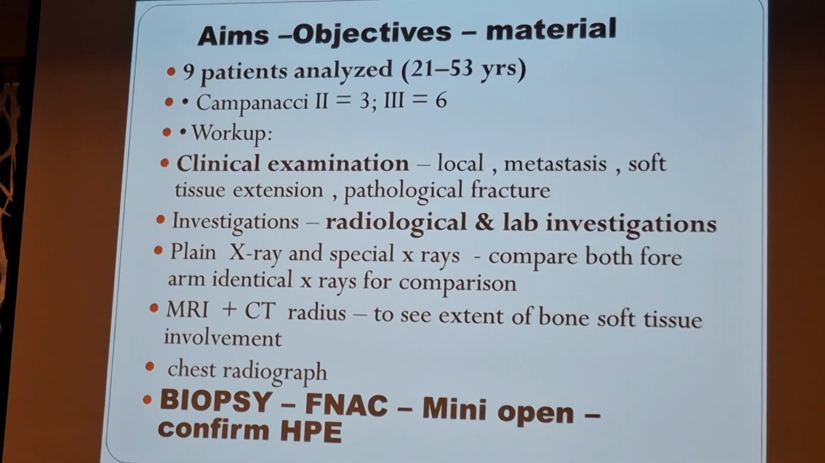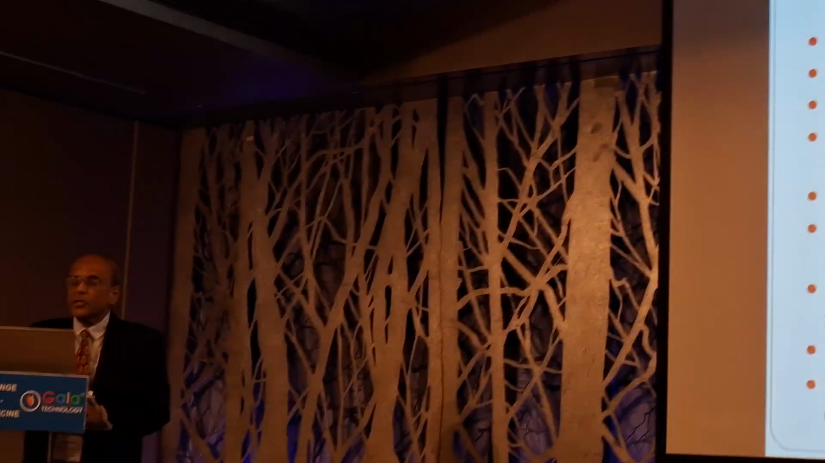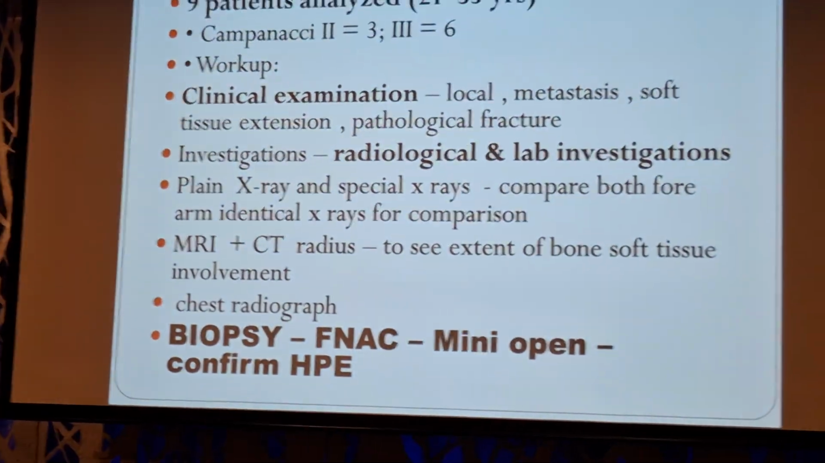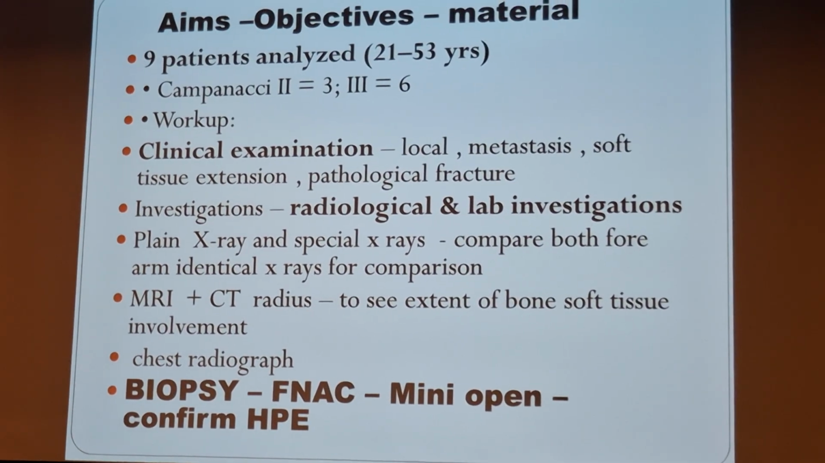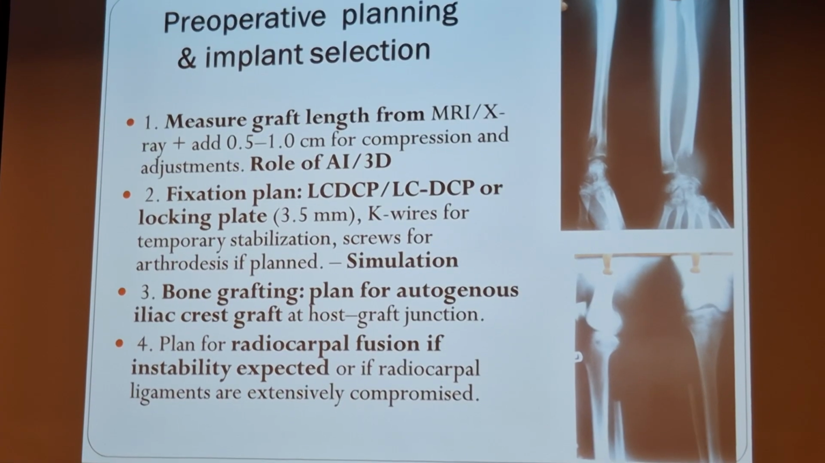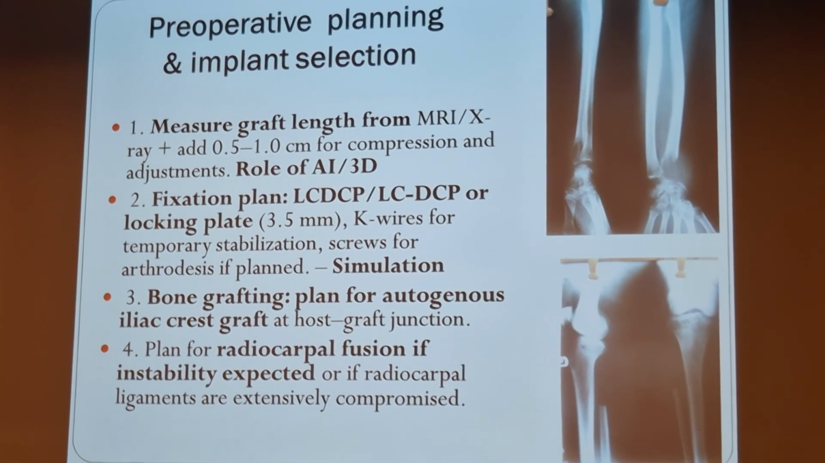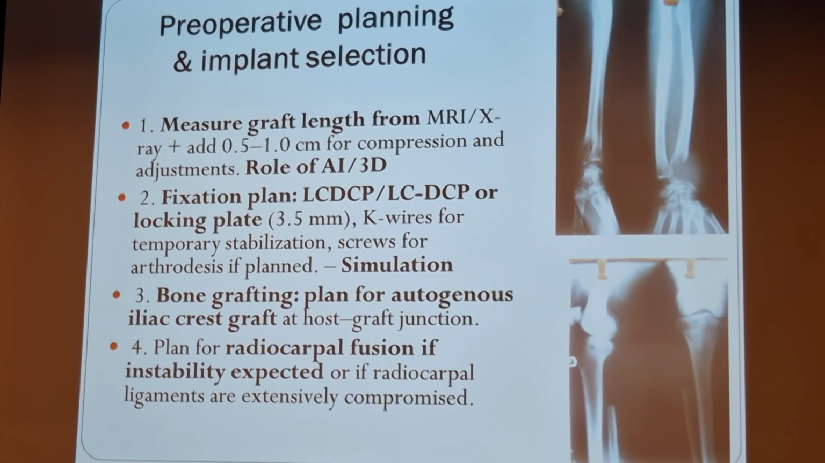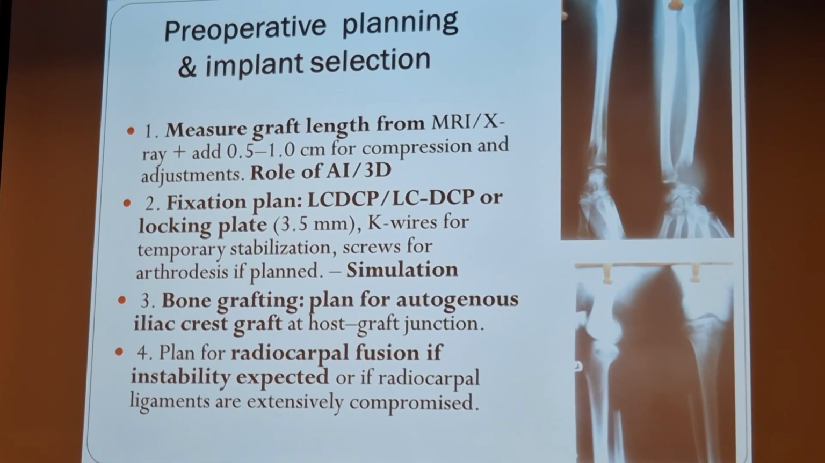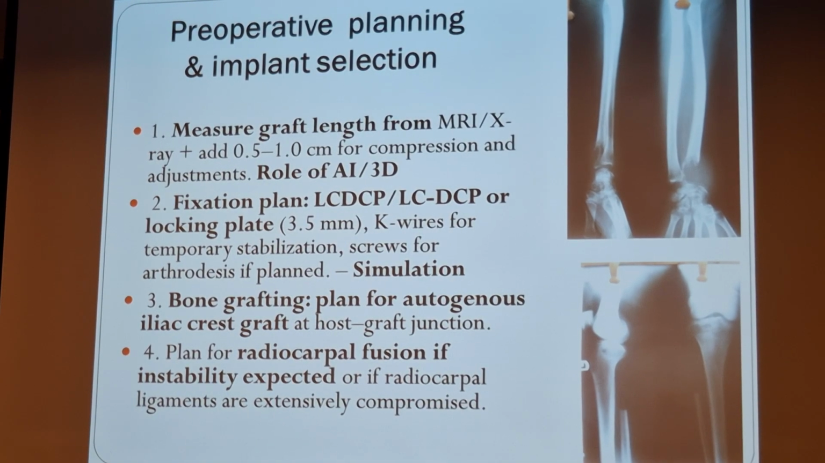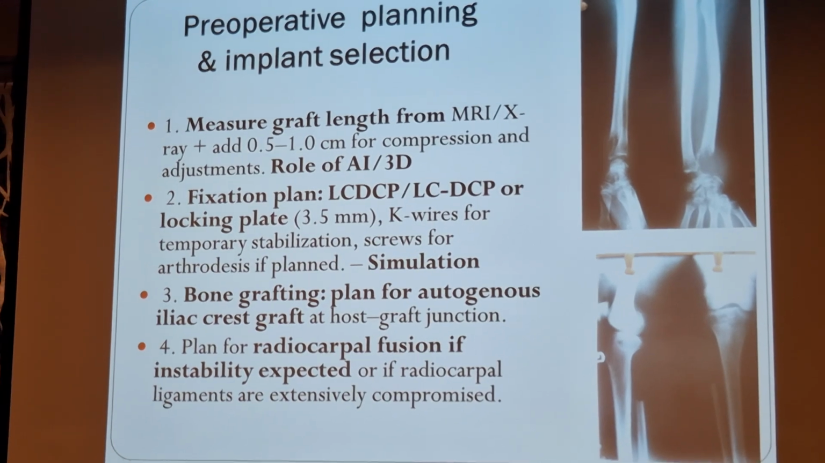In these 9 patients, the aims, objectives and material: clinical examination, local examination for any metastasis, soft tissue extension, pathological fracture, investigations, laboratory and radiological, all workup was done. After FNAC or biopsy confirmation, preoperative planning was done. The graft length is measured from the radiological investigation. Nowadays, the role of AI and 3D will improve this technique. Fixation plan uses a plate or even a K-wire for temporary stabilization, and 3D simulation will be helpful in the near future.